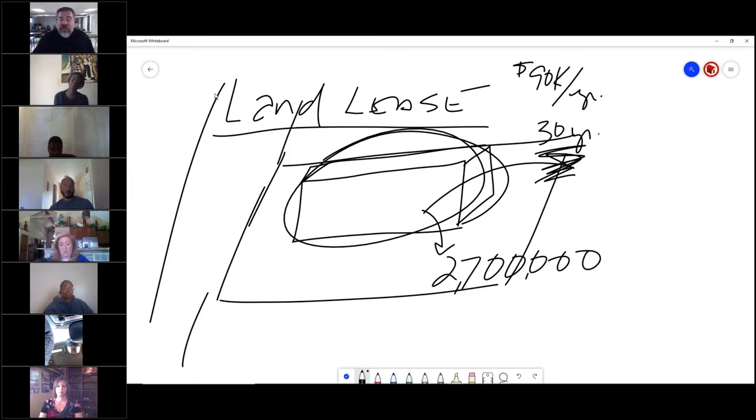The problem is the number of people that want to lease from you may be reduced because they heard that, hey, she doesn't want to sell the land. She just wants to lease it. Somebody may go, well, I'm out then because I wanted to own it.